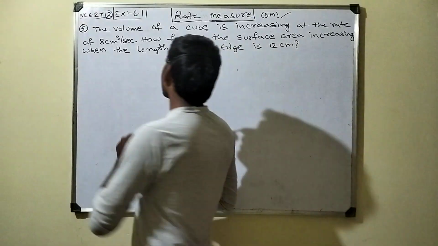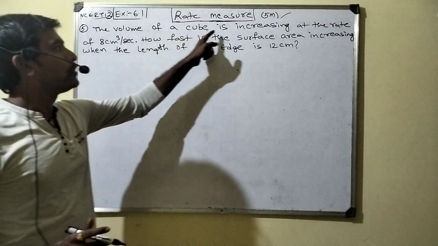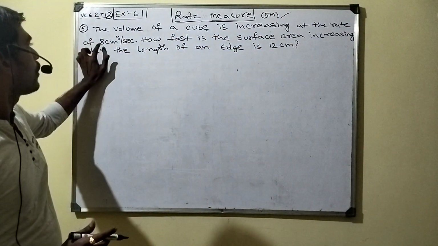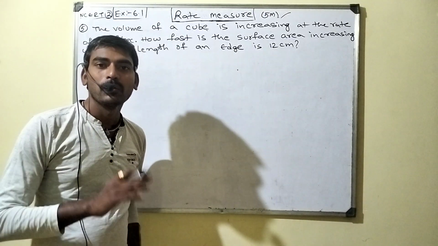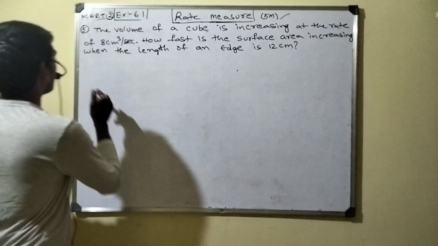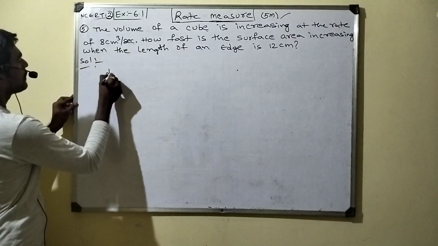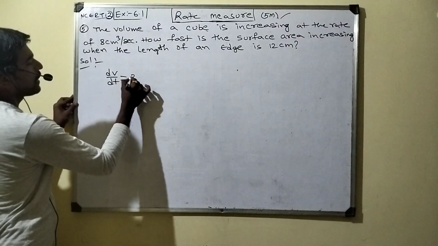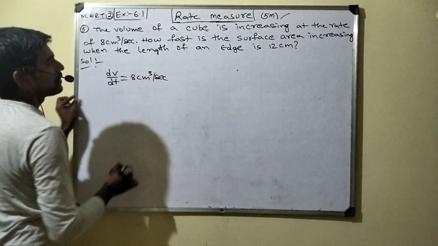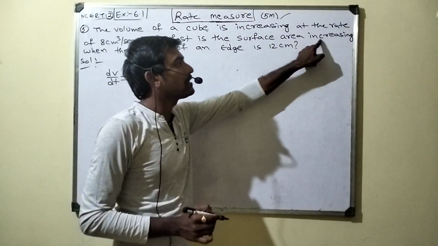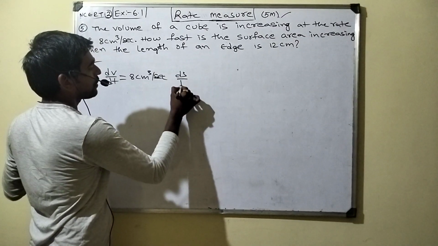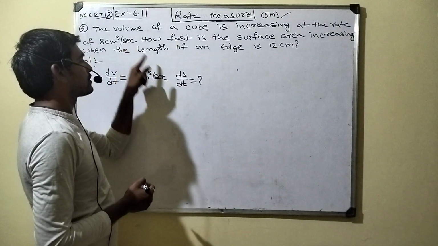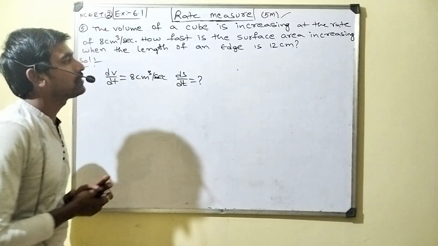We'll continue now. The volume of a cube is increasing at the rate of 8 centimeter cube per second. Whenever you have cube units, blindly consider it as the volume change. So dV by dt, first write this: 8 centimeter cube per second. How fast is the surface area increasing? From this I understood that dS by dt should be found. They said time in seconds, so I am going to do it with respect to time.